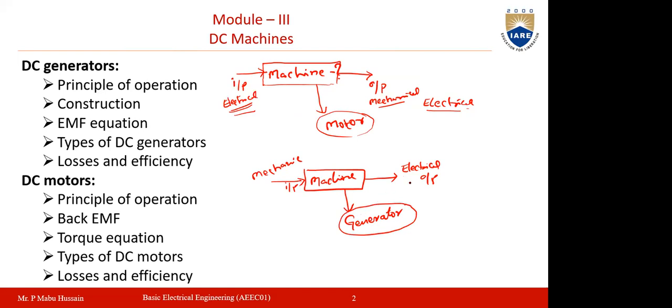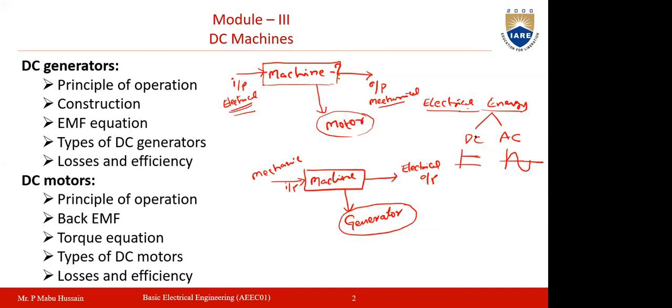Now, as you know, electrical energy is again of two types. One is DC, another one is AC. DC means direct current, AC means alternating current. The representation of DC will be like this, and alternating current will have its magnitude changing with respect to time. For DC, the magnitude will be constant.